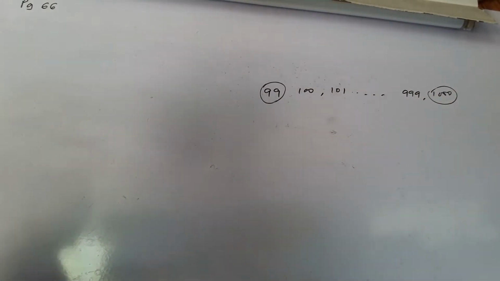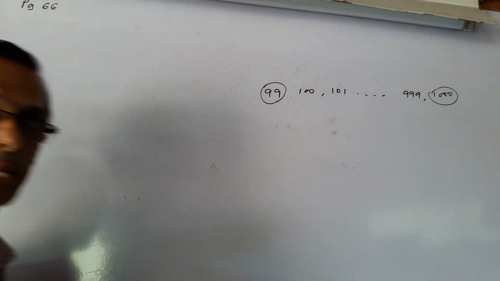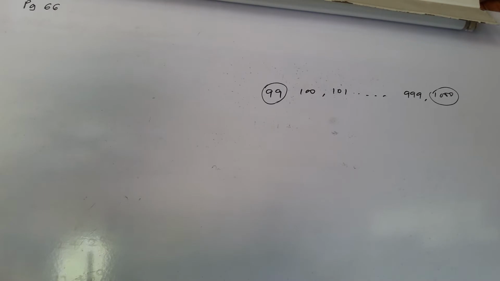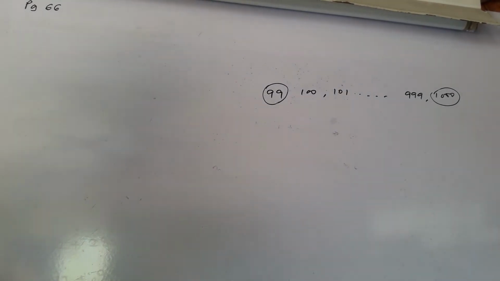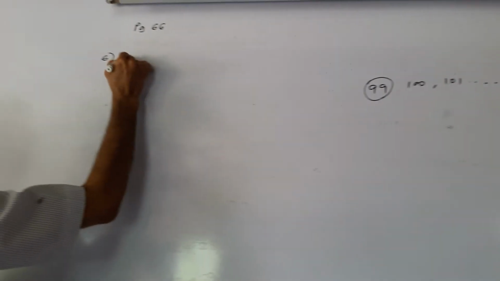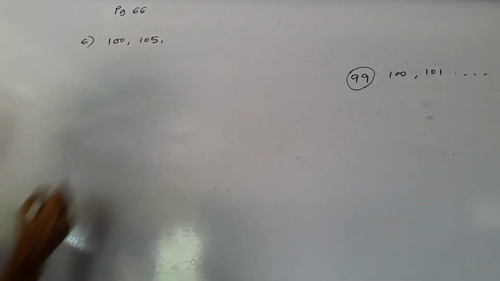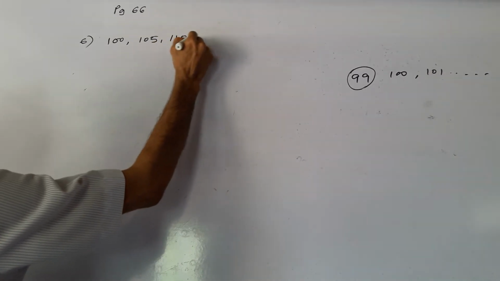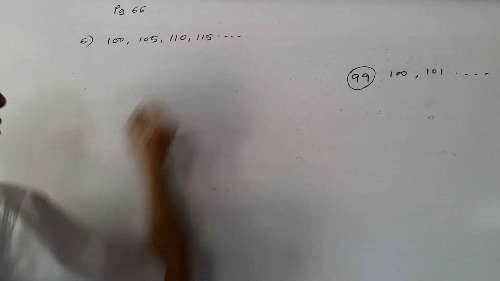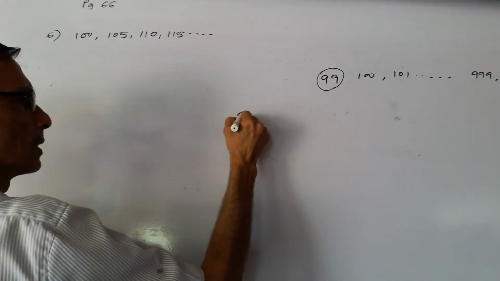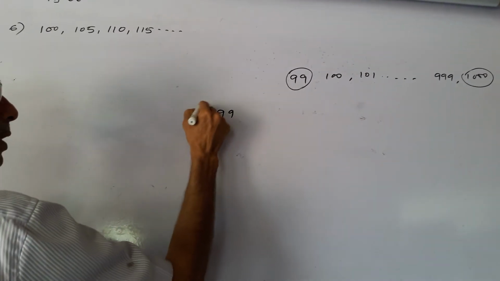And therefore the numbers are between 100 and 999, and this must be divisible by 5. So how many 3-digit numbers are divisible by 5? We know that 100 is the first, then 105, 110, 115, and so on. Now 999 is not divisible, and therefore we will divide 999 by 5.